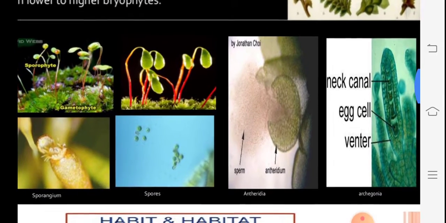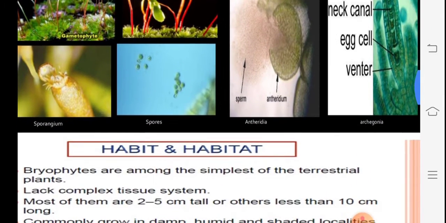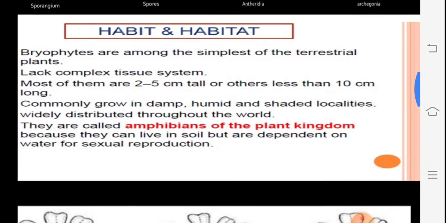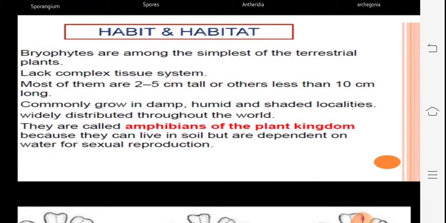So these are generally exogenous, that is, developing from the external cell of the antheridial initial or the archegonial initial cell. Very interesting part. In relation to habitats, we know the terrestrial habitat is generally there. Some, very few, are aquatic ones.